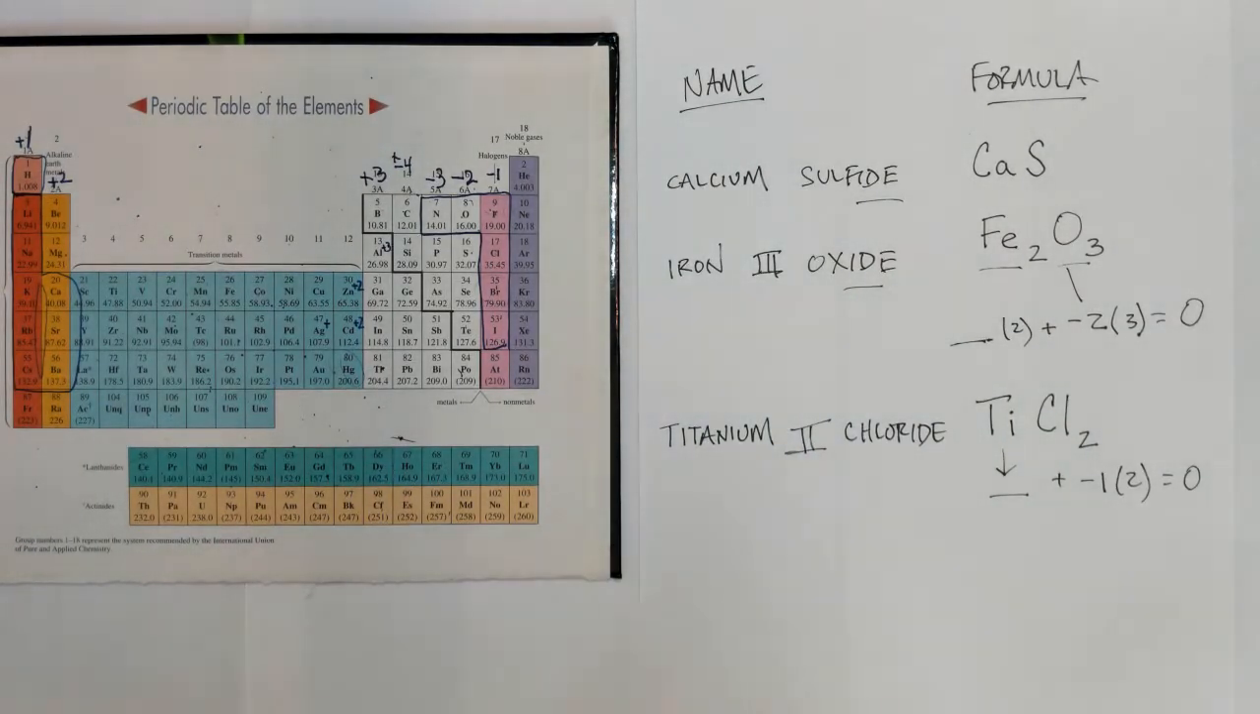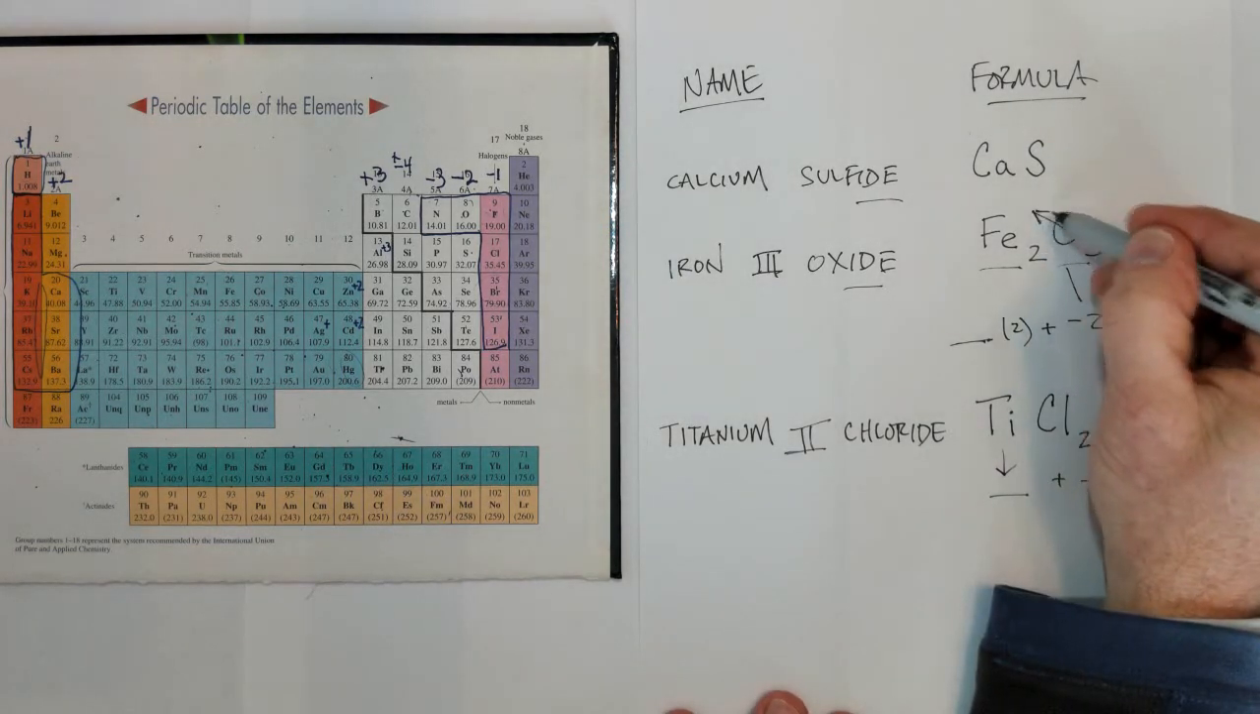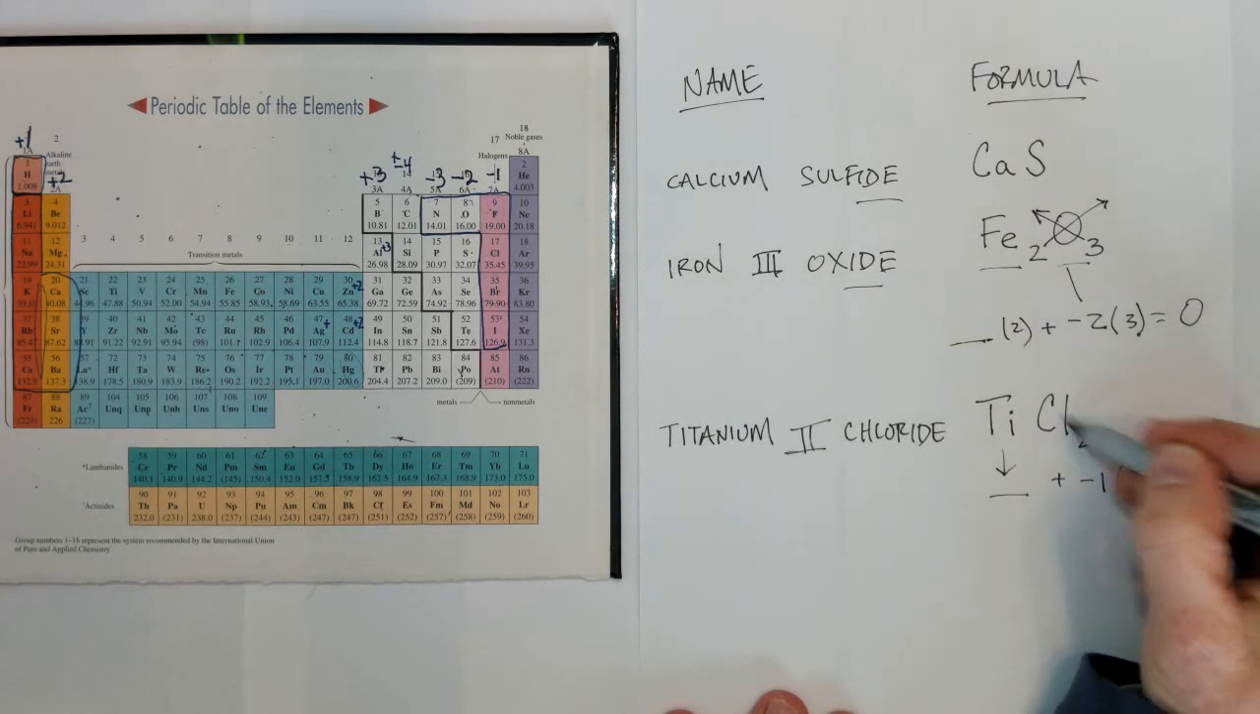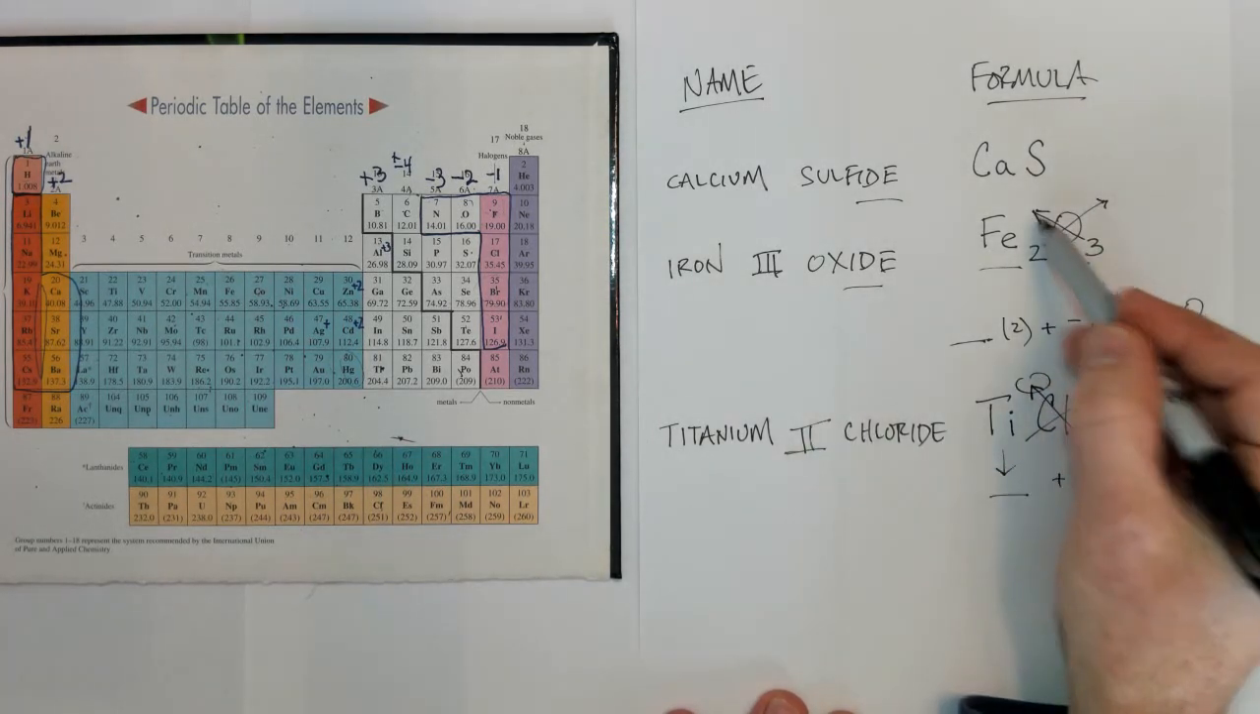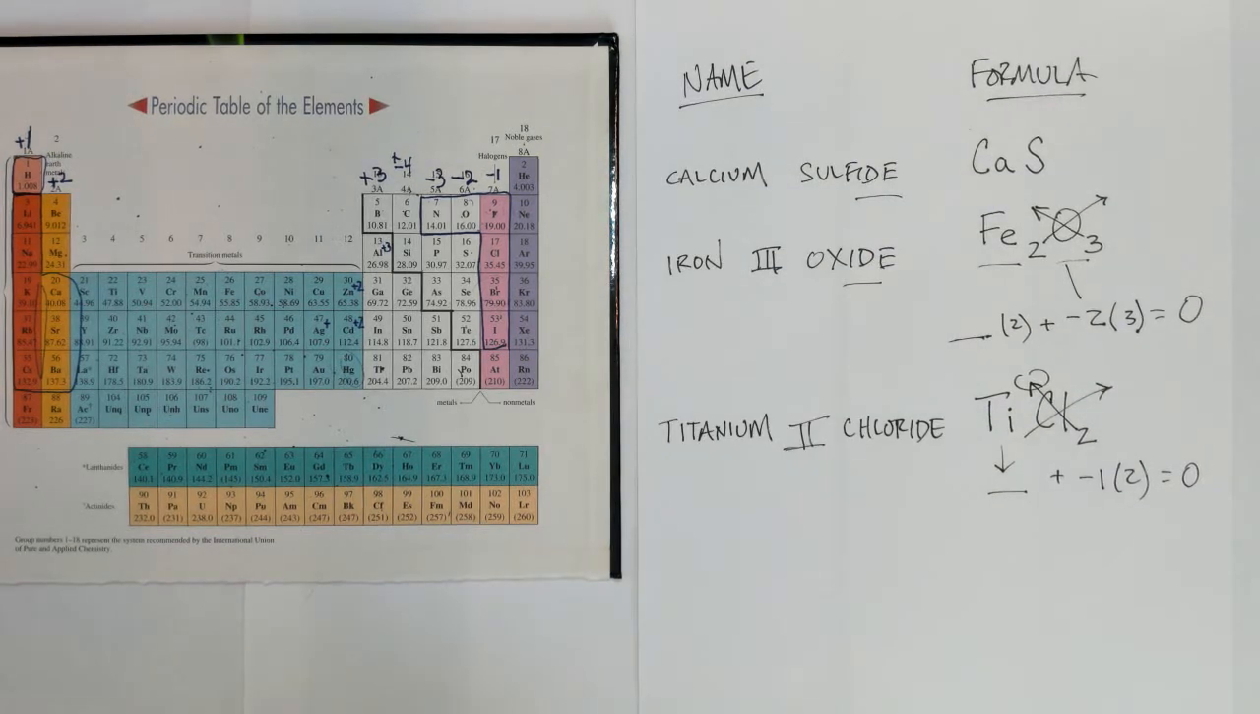Okay, some people probably saw this, that, oh, if I uncrisscross these, 2, oh, that's the Roman numeral. 3, oh, that's the Roman numeral. That works most of the time, but not always. So you have to be kind of careful with this. And here's another example, and it's a tricky one.